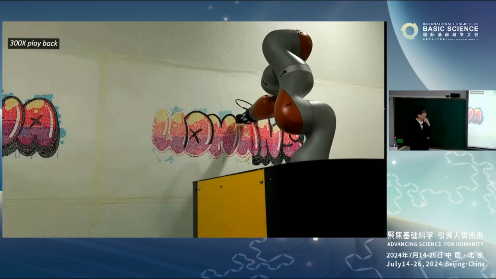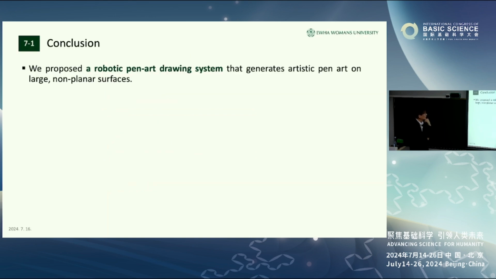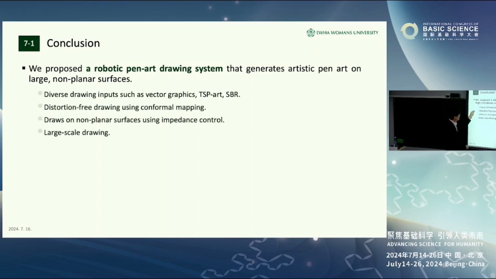Okay, this is something that you have seen earlier. Okay, so I think I'm almost done. So I basically talked about our robotic pen art drawing projects that generate artistic pen drawing on non-planar large surfaces using different input data types with minimal distortion from the drawing to 3D. We were able to achieve artistic drawing even with uncertainties in the sensing or in the contact geometry using the impedance control.